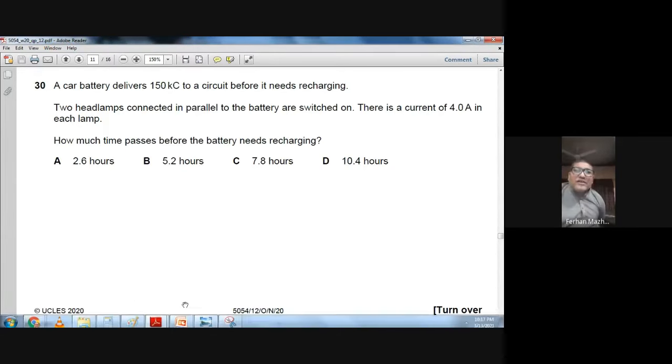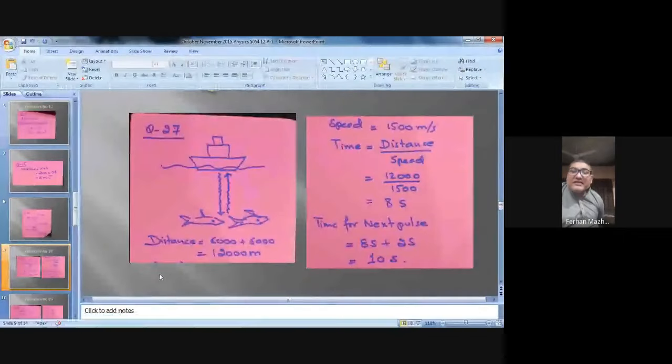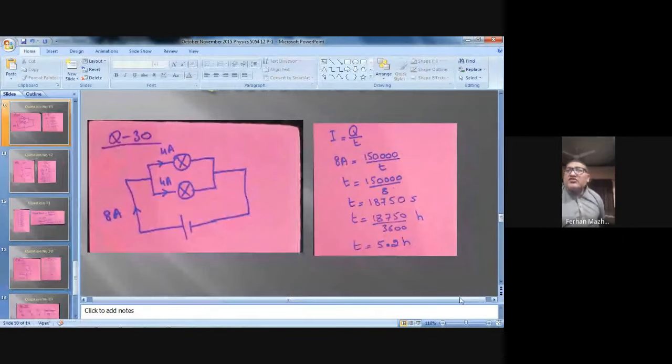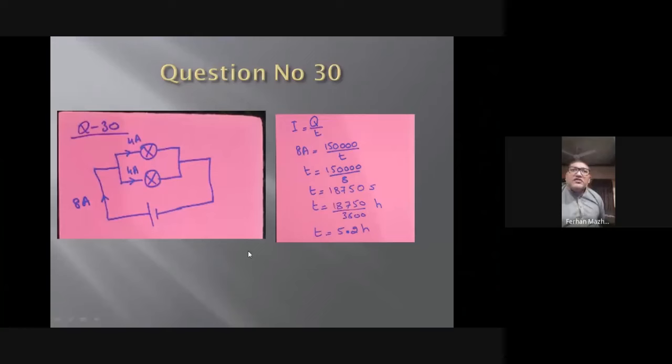I have done this on a paper. Let me show you my working. Okay, so you see, I have shown here 2 lamps which are parallel to each other, and in each lamp there is a current of 4 ampere. Because the lamps are connected in parallel to each other, and in each lamp the current is 4 ampere, the current coming from the battery is 8 ampere.